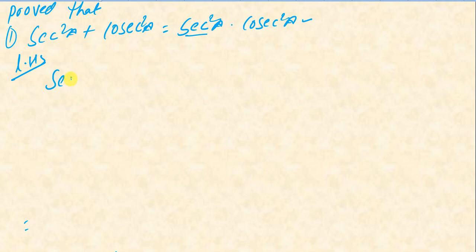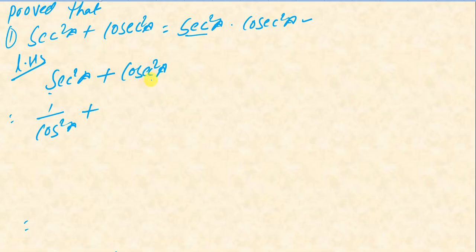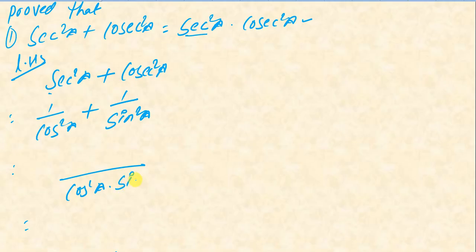LHS: sec square A plus cosec square A. We know that sec square A is equal to 1 upon cos square A, plus cosec square A is equal to 1 upon sin square A. Sec A is equal to 1 upon cos A, so sec square A is equal to 1 upon cos square A, is our formula. You can take the common denominator cos square A into sin square A, and cross multiply.